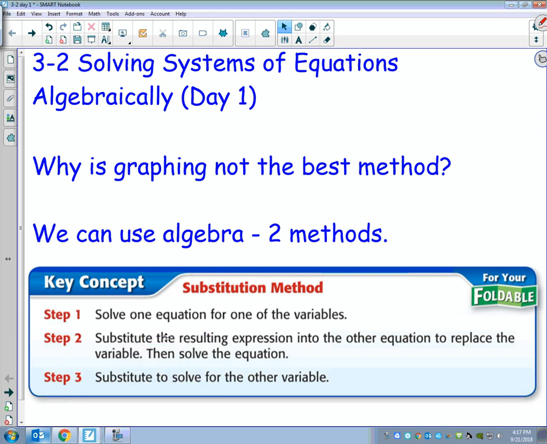Okay, so first of all, on your notes, it says 3-1 up here, but that should really say 3-2, so you should fix that first. I already made copies, and I don't want to make new ones.